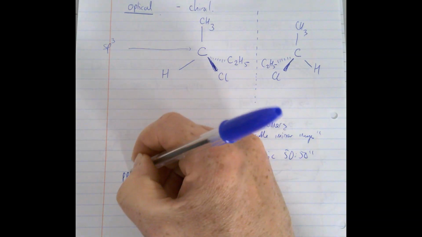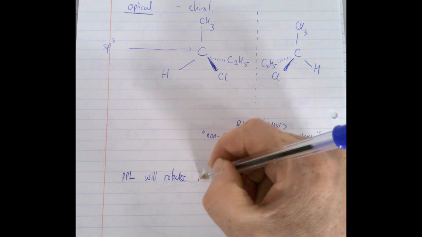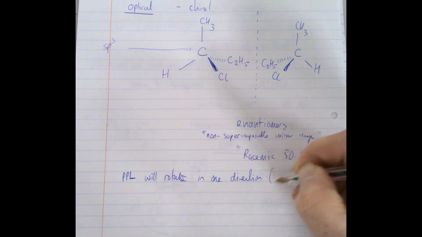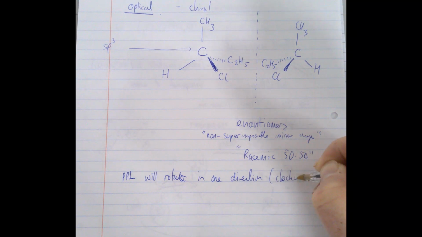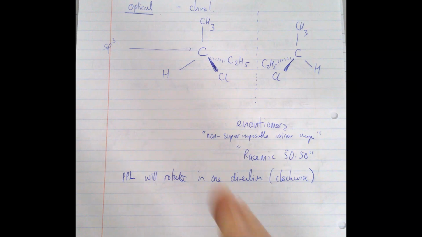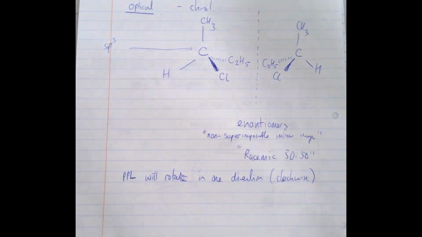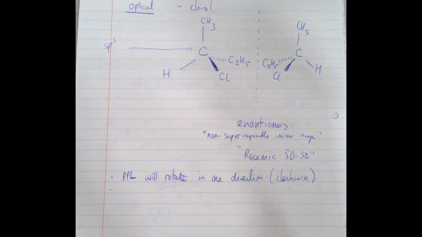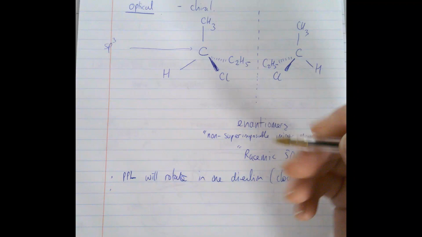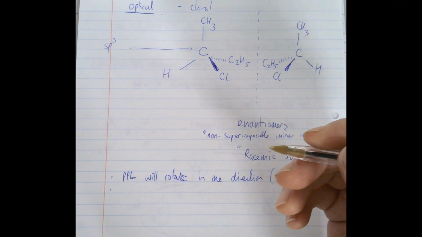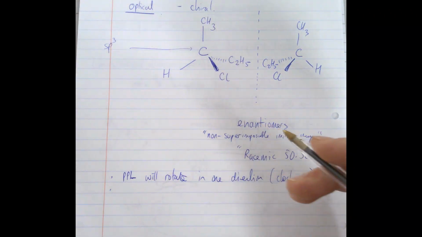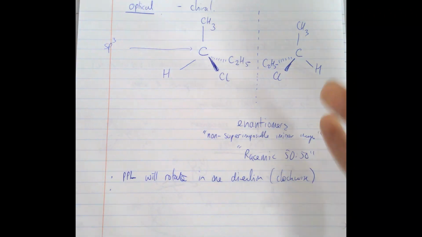So don't write PPL in an exam, write plane polarized light, but it will rotate in one direction, either clockwise or anti-clockwise. It will literally rotate as it goes through, and you can detect that. You don't need to know how you detect it. The other enantiomer rotates it in the other direction, anti-clockwise, and for the same concentration solution it will rotate it exactly the same amount in the other direction.